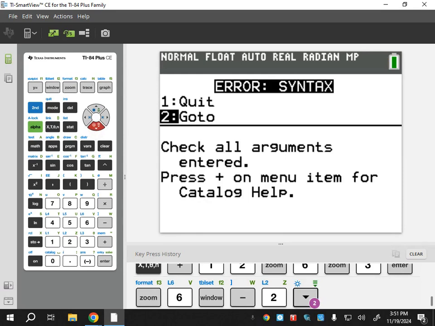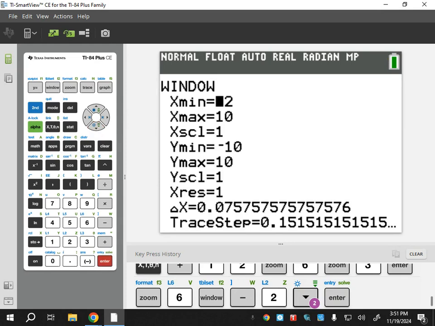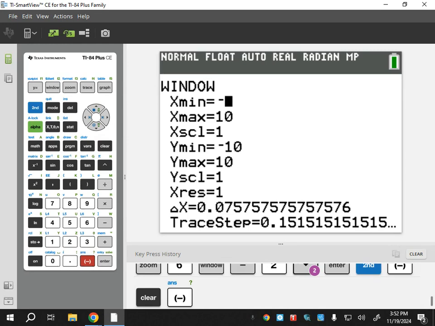Let's make our, oops, error quit or error go to. If I click go to, it'll show me where my error is, like we just said. Oops, I used the subtraction instead of the negative. So I'm going to put in my negative there. Oops. Or push negative 2.